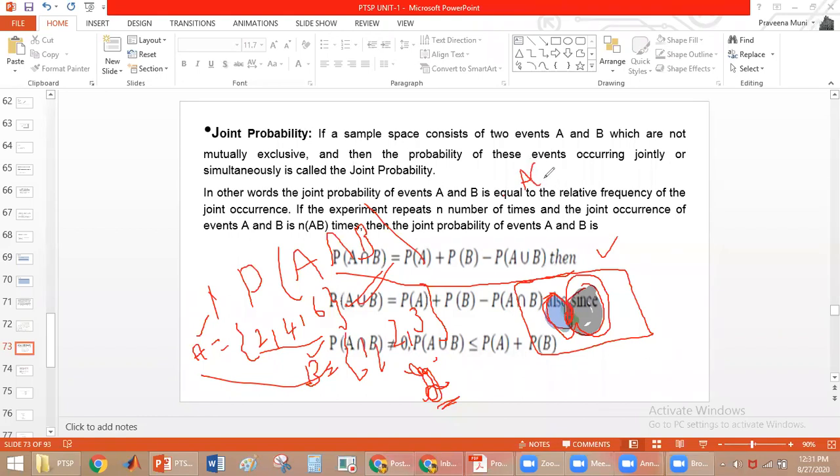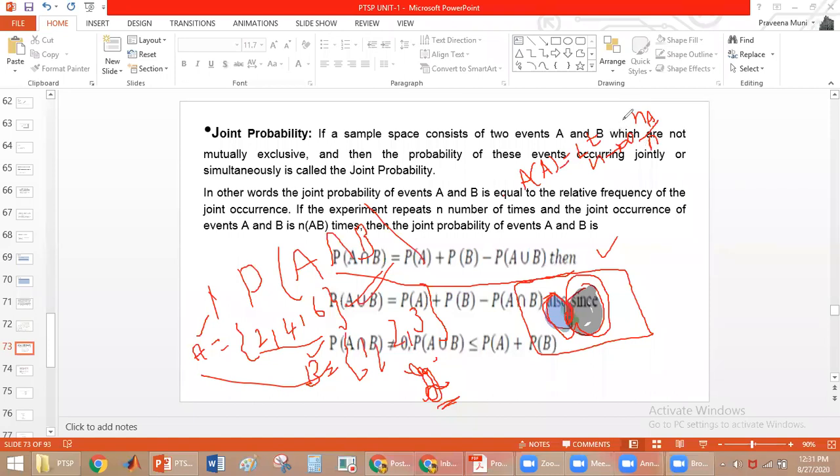For example, probability of A can be obtained by using relative frequency. Can you tell me, anybody? How do you define the probability using relative frequency? How do you define probability of A by using relative frequency? I have written here. Can you see this?